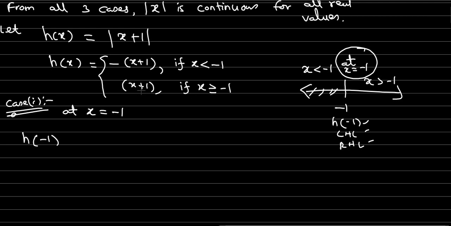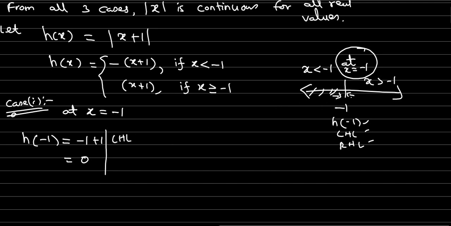So h of minus 1. If x takes exactly minus 1, the suitable function is the second one, no? Then applying the value, h of x equal to x plus 1, at x equal to exactly minus 1, second one. So applying the value, what happened? Minus 1 plus 1, which is 0. Now, left hand side closest values are less than minus 1. If it is less than minus 1, we need to use the first function. And right side closest values of minus 1 are greater than minus 1. We have to use the second function. Since for the left hand limit and right hand limit different functions apply, we need to work them out separately.